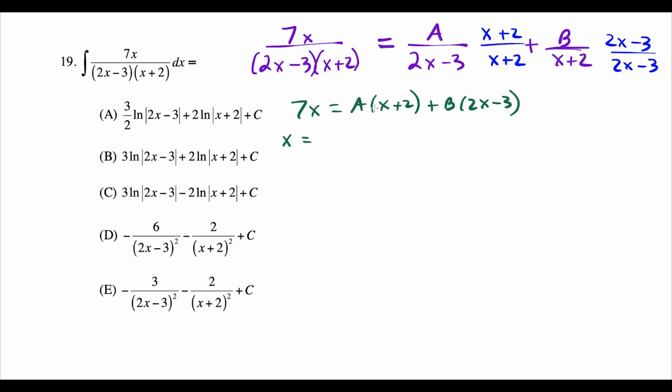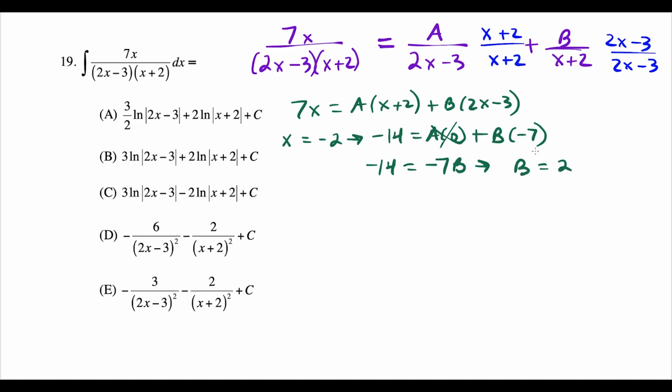And the best test values to use are the ones that make the factors go to 0. So if you plug in x equals -2, you get 7 times -2 is -14. And this is going to equal a times -2 plus 2, which goes to 0, so this cancels out. Plus b times 2 times -2 is -4, minus 3 is -7. So now we simplify: -14 equals -7b, and that means b is equal to 2. So now we have one of the values that we need.